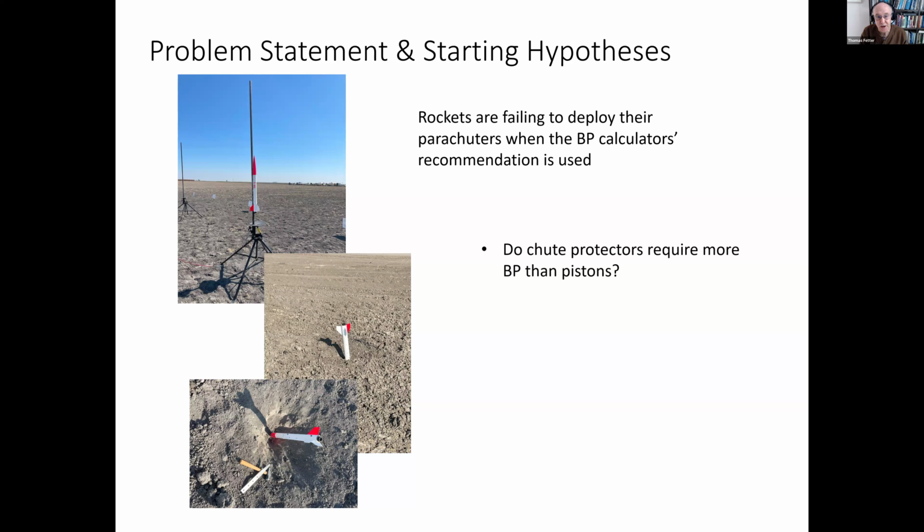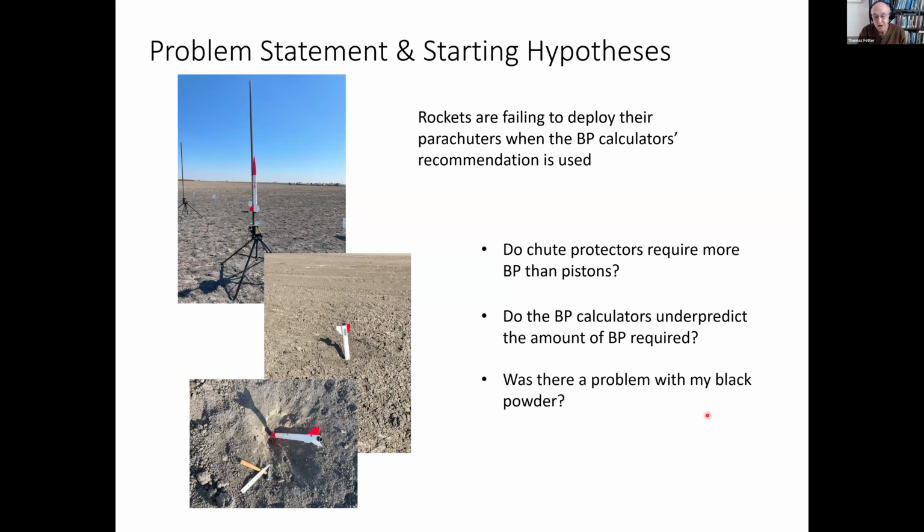Do chute protectors require more black powder than pistons? Do black powder calculators underpredict the amount of black powder required? Was there a problem with my black powder? The black powder I used was 20 years old. Is there a shelf life for black powder?